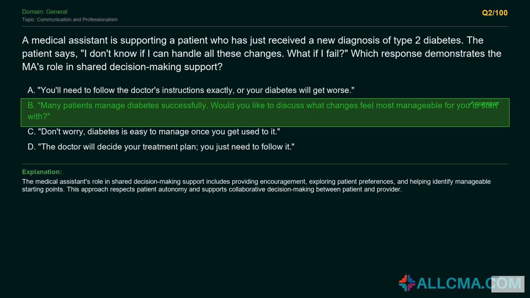The correct answer is B. The medical assistant's role in shared decision-making support includes providing encouragement, exploring patient preferences, and helping identify manageable starting points. This approach respects patient autonomy and supports collaborative decision-making between patient and provider.